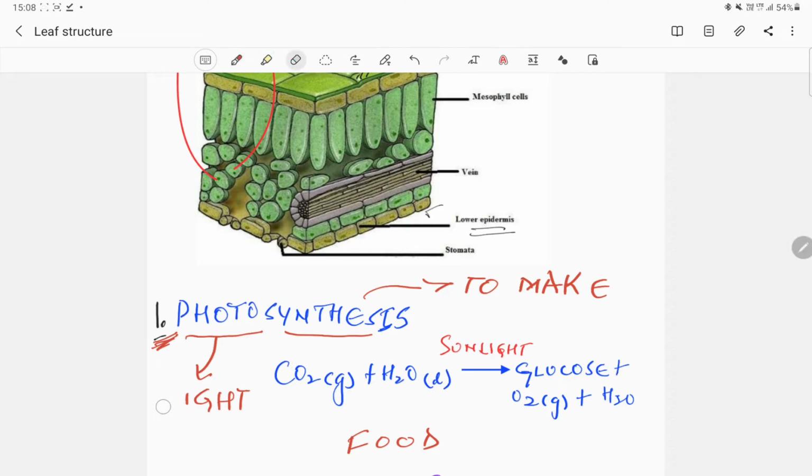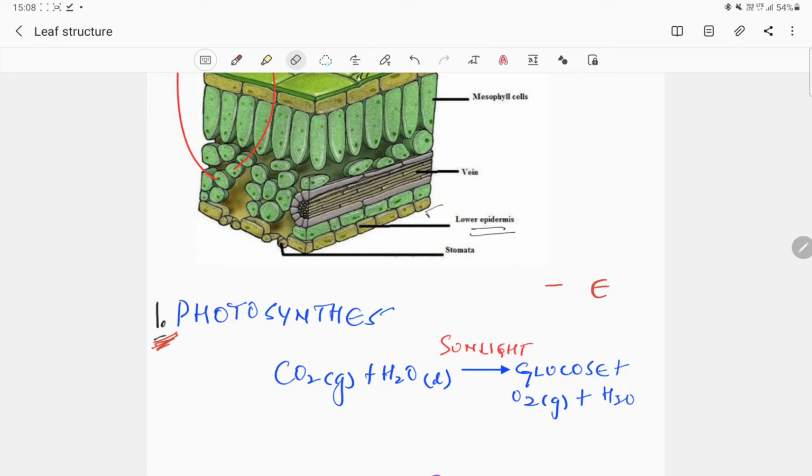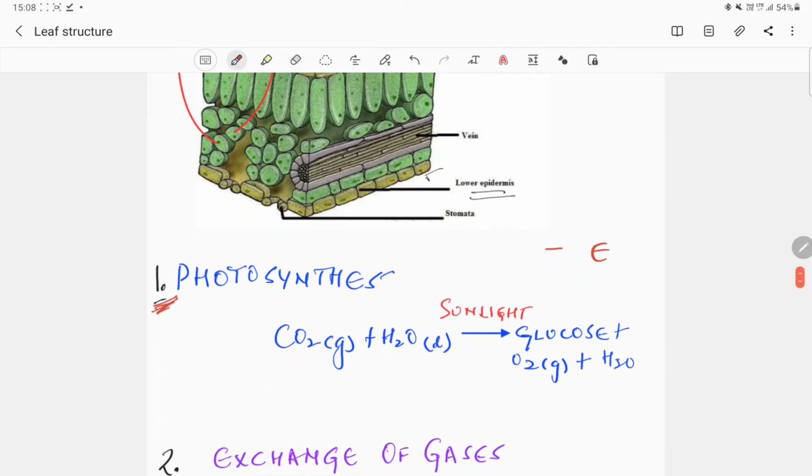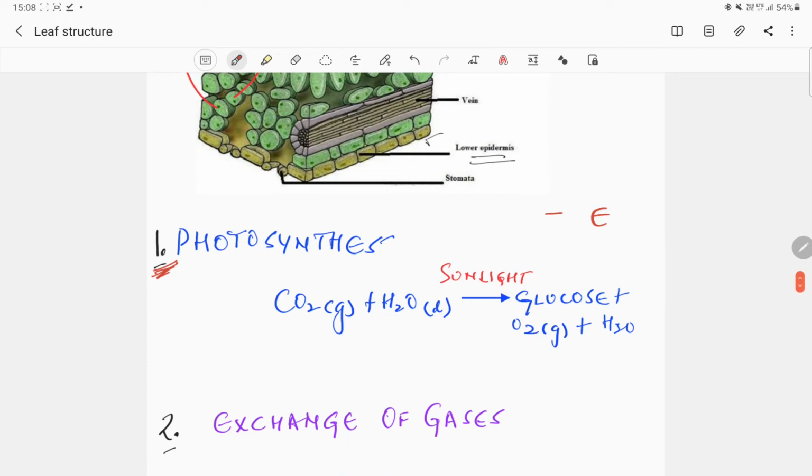Now let me rub what I've written so far so that you can see what happens inside the leaf. Inside the leaf, a chemical reaction takes place. A change takes place in which some chemicals are involved. First of all, the plant makes use of a gas called carbon dioxide, and this is called CO2. I have written G in the bracket, which means it's a gas. Now, where this carbon dioxide found in the leaves comes from is something I'm going to talk about in a little while.